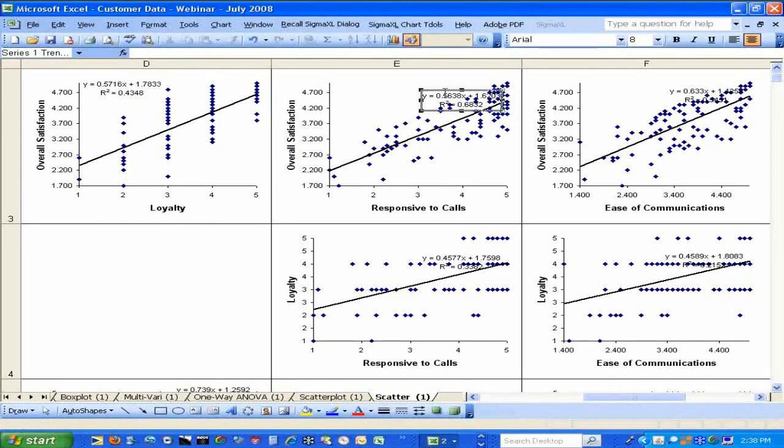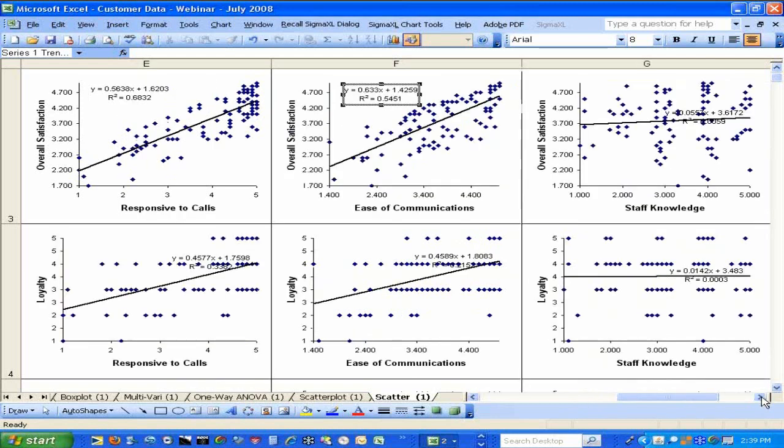Now, this one is interesting, overall satisfaction versus responsive to calls. We've got a nice R-square of 68%, and then overall satisfaction versus ease of communications is also a good moderate association. And these are two that make a lot of sense. If we make it easy to communicate, if we're responsive to calls, then those should be drivers of customer satisfaction.